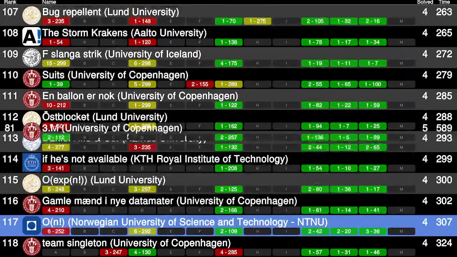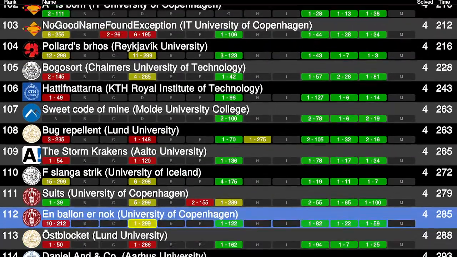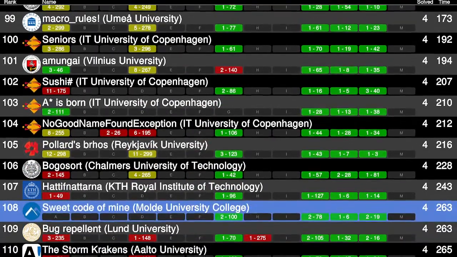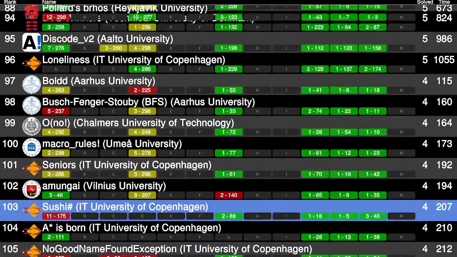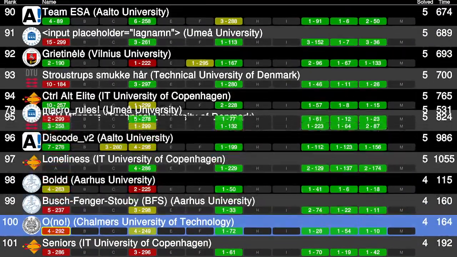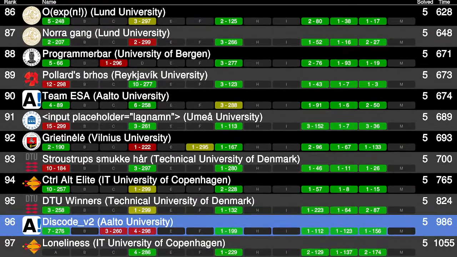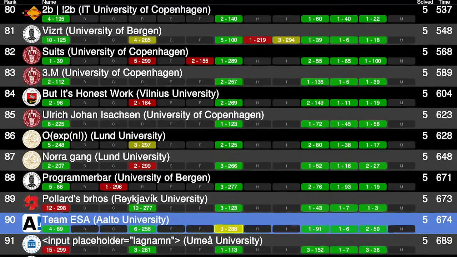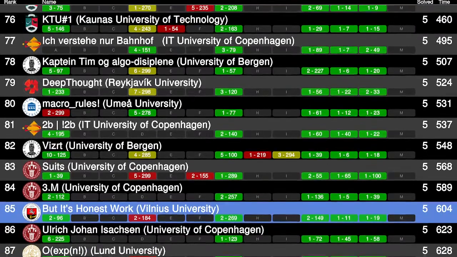Team ESA solves another problem. But honest work. O of n factorial was too slow. O of x by n factorial was surprisingly fast enough. Suits Hatifnattarna, Bogosort, Pollard's B-Rose, got another problem. No good game, no good name. Seniors, done. Oh, no Factorial. Also did not get their last. Bold, Loneliness, Discode V2, DT Winners, Control Alt Elite, Team ESA, Programmerbar, Norgang, Expo Factorial. This time it was too slow.